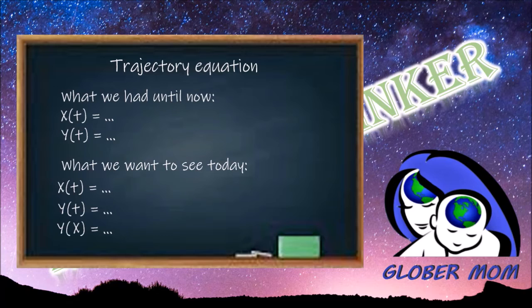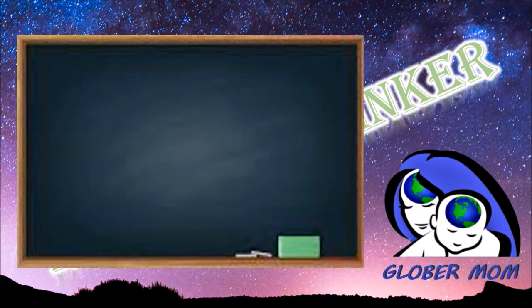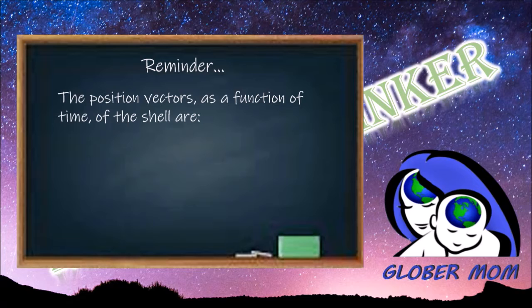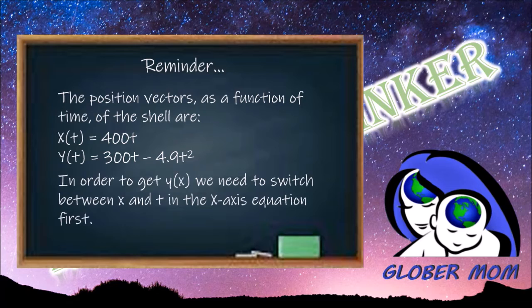We will stick to the same canon and the same velocity vector that we had previously. So let's remember what the motion equations look like in the x-axis. X of t equals 400t, and in the y-axis, y of t equals 300t minus 4.9t squared. To get the y of x function, we have to replace the t with x in the equation of the y-axis. And to do that, we have to switch the position of the x and t with the x-axis equation.